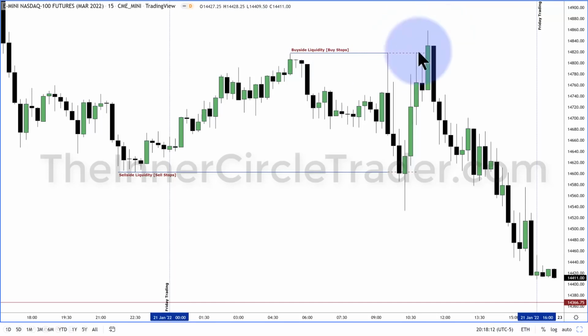This is going to be the framework that I'm teaching you how to find, okay? But this pool of liquidity, once this occurs, you want to drop down to your lower time frames and start looking for something specific. And let's go into those lower time frames and find out what that is.